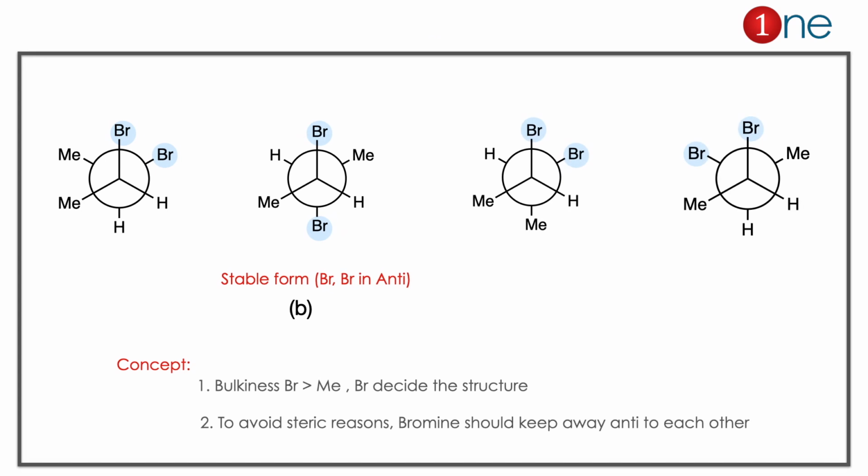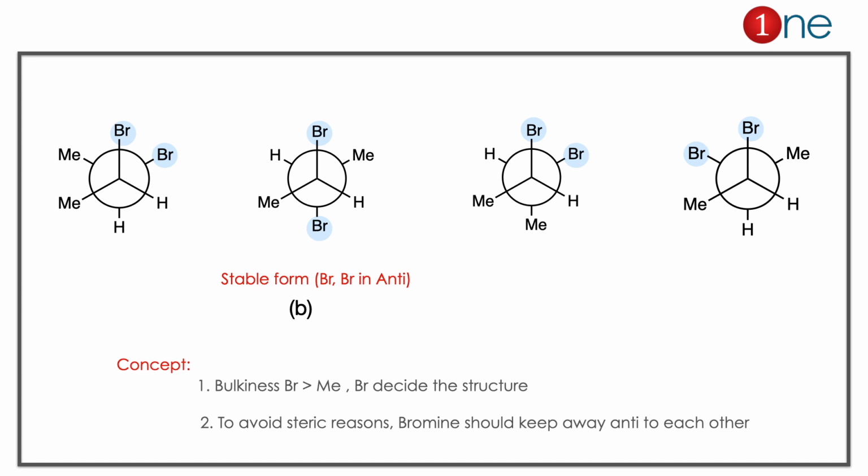Here the bulkiness of bromine is very high compared to the methyl group. So bromine should be kept apart. Answer A contains bromine nearby, while B is anti, which is the furthest you can get, so it is a stable form. In the other options bromine is nearby or adjacent. Here bromine achieves a stabilized form by the anti position, or 180 degrees. So the answer is clearly B.